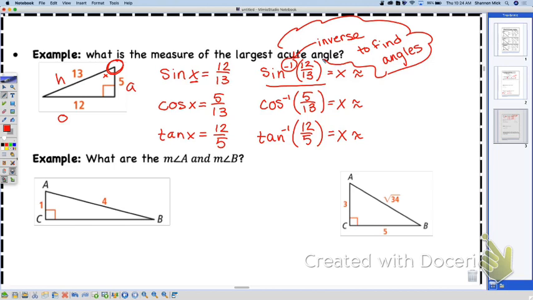Right here, sine, cosine, tangent. You see the inverse? You'll just hit your second button for those to get directly to it. Where's that button? Shift. Just shift, there, and then you put the fraction in.